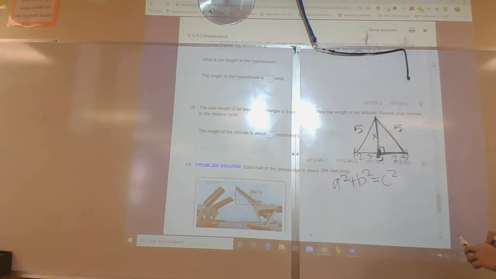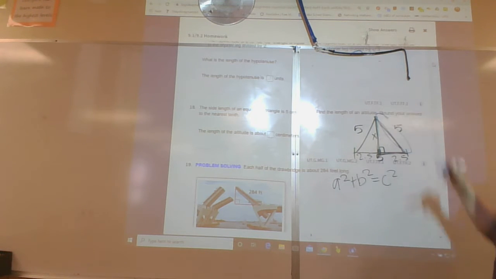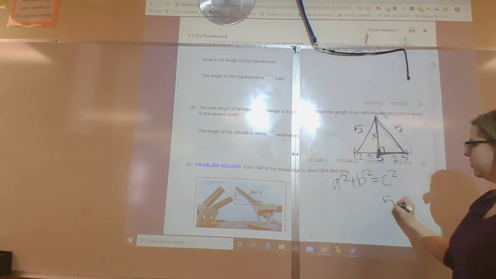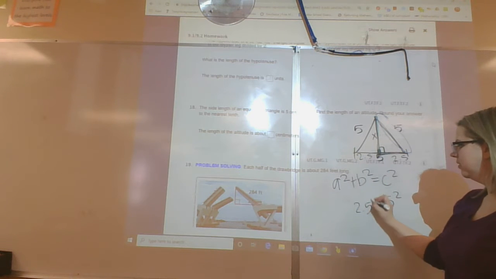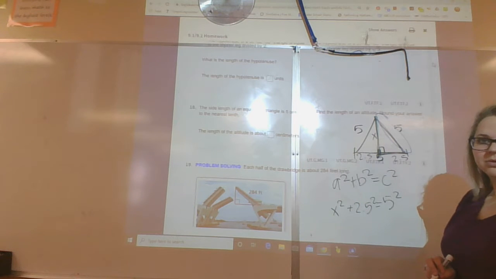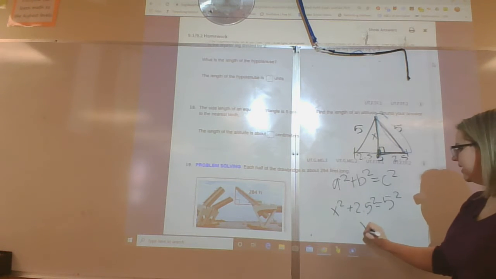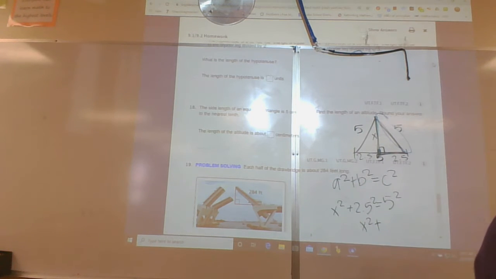Okay, c squared is always my hypotenuse. So I'm going to put that for my c. 5 squared goes for c. My b, I'm going to put 2.5. And my a is x. Okay, now I have x squared plus 2.5 squared. I'm going to put these in my calculator. 6.25.